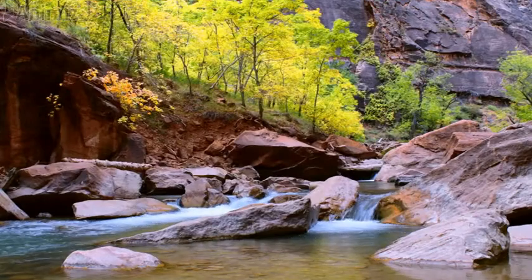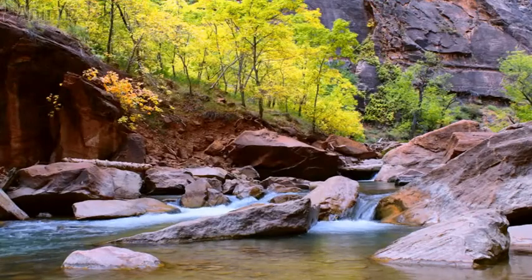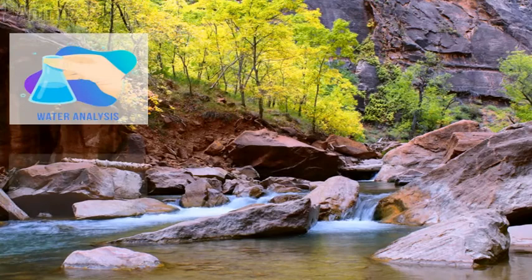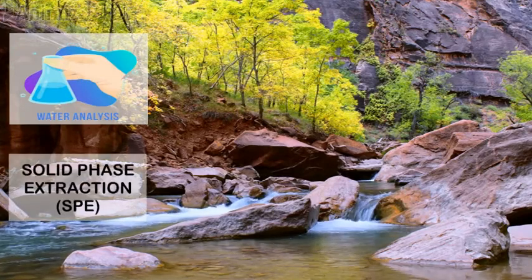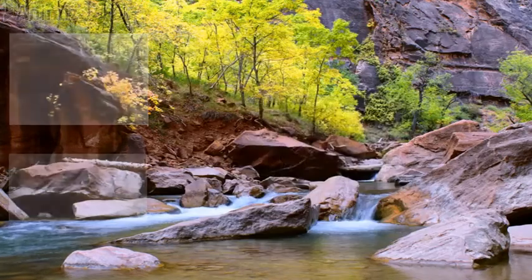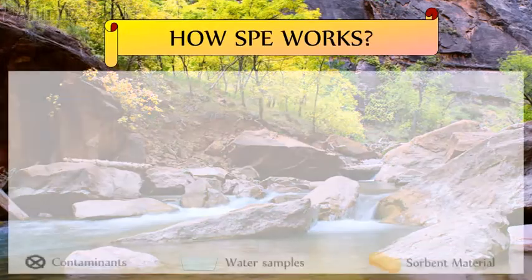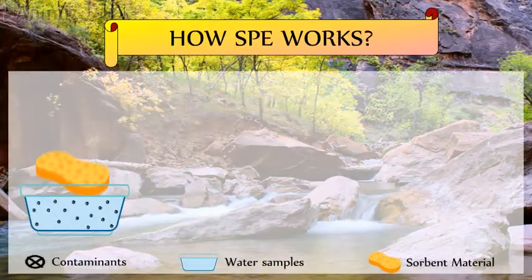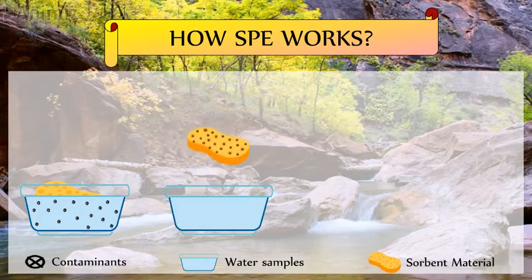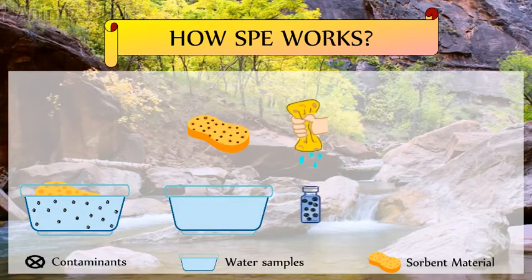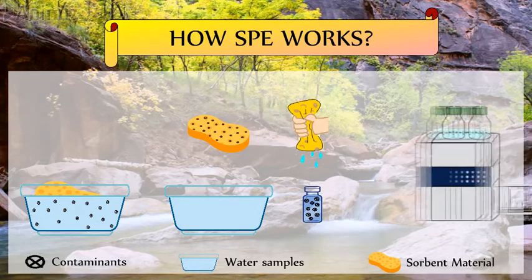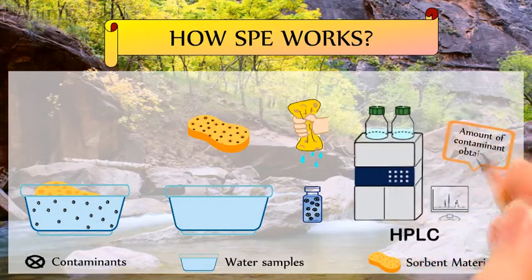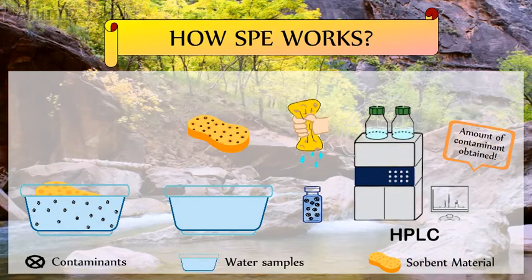The most common sample preparation technique for the determination of contaminants in water samples is solid phase extraction (SPE). In SPE, the solid stationary phase acts like a sponge to absorb the contaminants by extracting the analytes from the water samples. The absorbed analytes will be injected into liquid chromatography for detection and quantification.